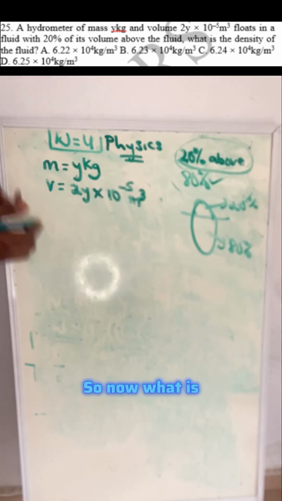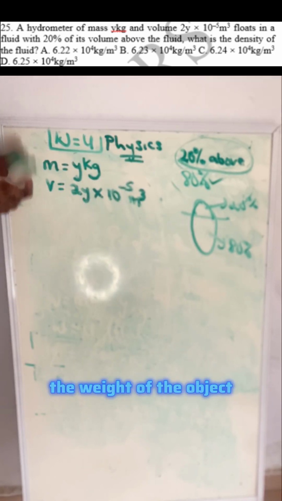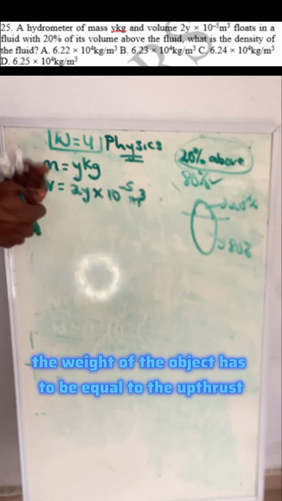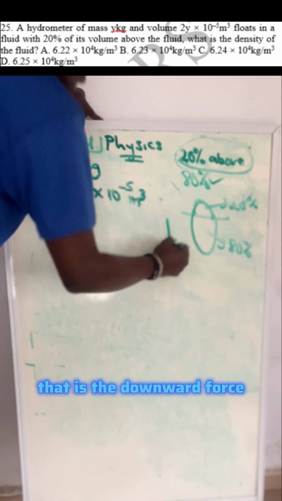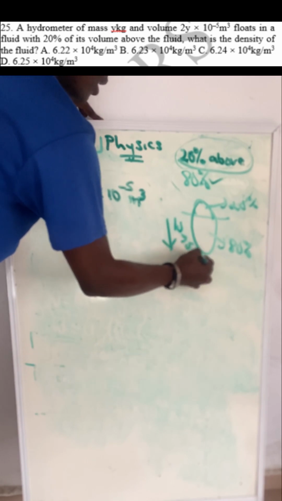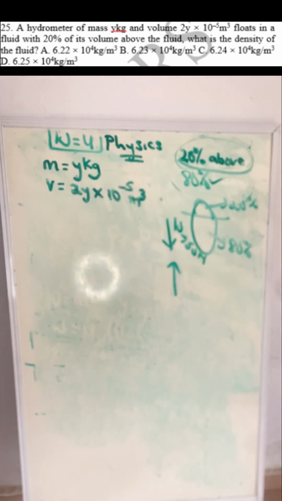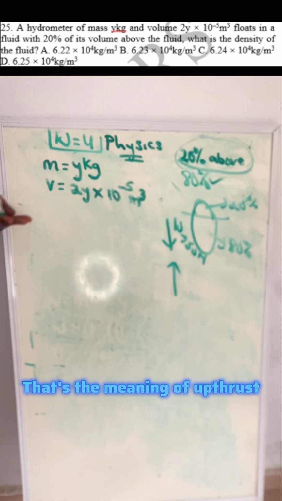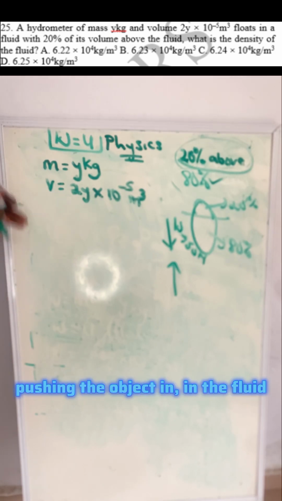Now, for an object to be floating in any fluid, that's the law of flotation, the weight of the object has to be equal to the upthrust. What is the meaning of upthrust? The weight of the object is the downward force. Let's say the weight of the object in air is 50 Newton. And upthrust simply means the upward force that is pushing the object up in the fluid.